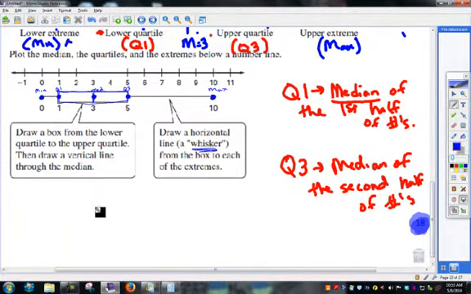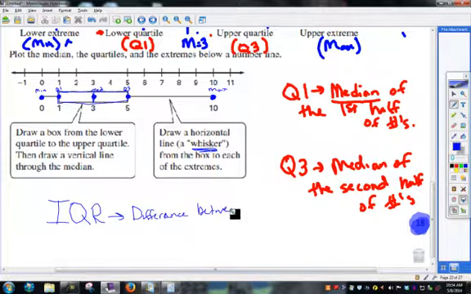Okay? Now, I want to talk about IQR real quick. What IQR is, it is the difference between Q3 and Q1. Think about this for a second. Let's think about what the word is.